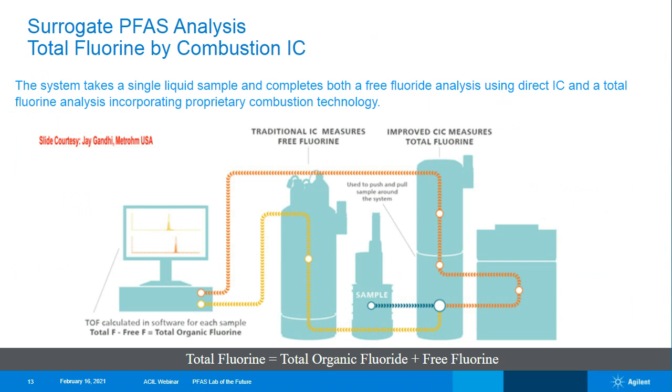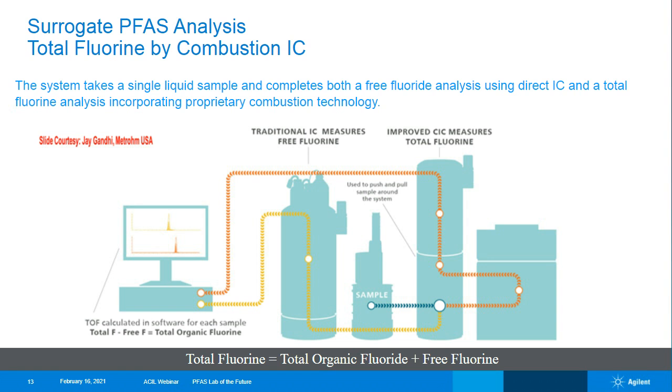A second tool when it comes to surrogate PFAS analysis is looking at total fluorine. In this instance, we are looking at total fluorine by combustion ion chromatography. I'd like to thank our colleagues from Metrohm USA, specifically Jay Gandhi, for providing me these slides. And this is actually a technology that Metrohm has commercially available now as well.